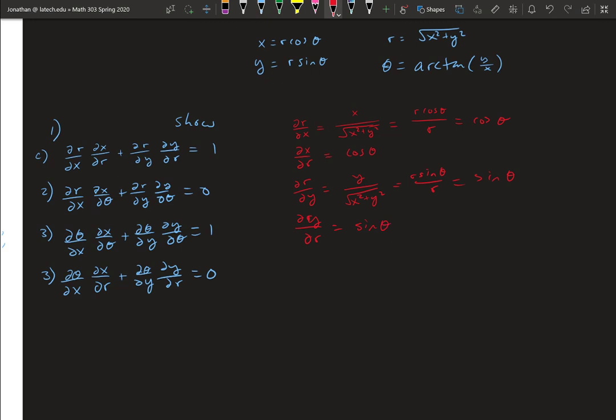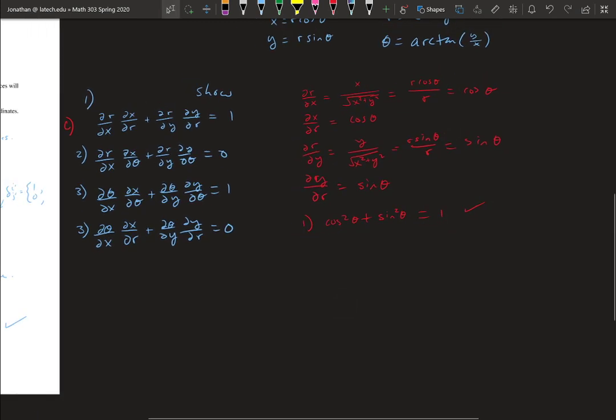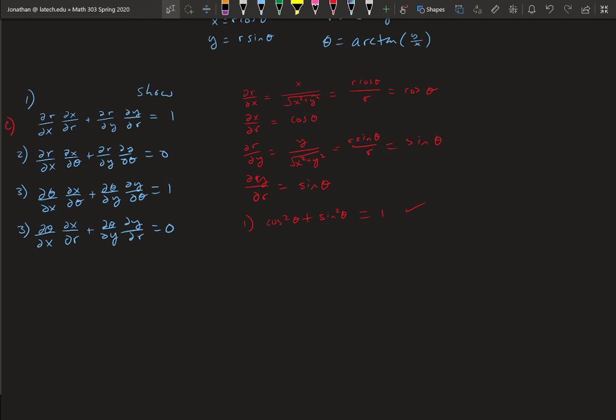So the first one, number one is cosine squared theta plus sine squared theta on the left equals 1. Check. So the relationship holds for at least the first one, basically taking partial r, but expanding it out with a chain rule in between. Oh, sine squared theta. All right, so that's the first one there, partial r.